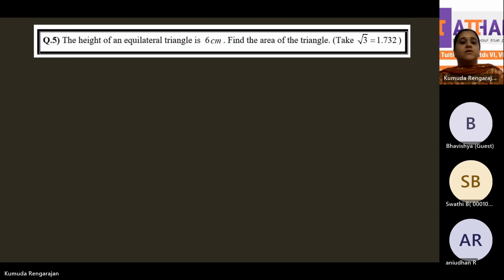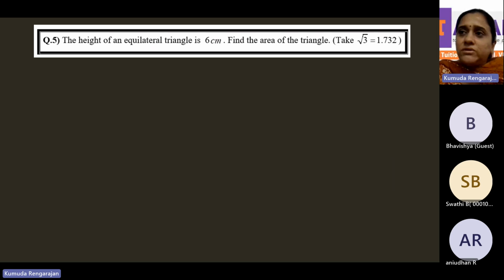Yeah. This is the next one. The height of an equilateral triangle is 6 centimeters. Find the area of the triangle. Okay, we know that an equilateral triangle is a triangle in which all the 3 sides are equal.